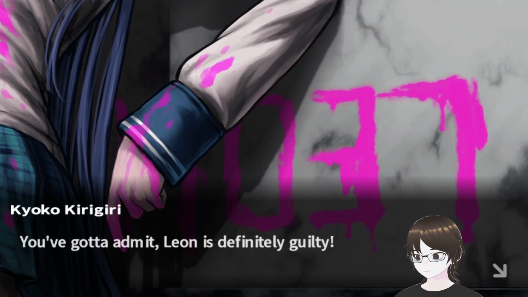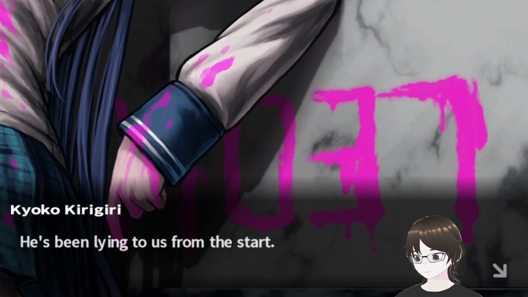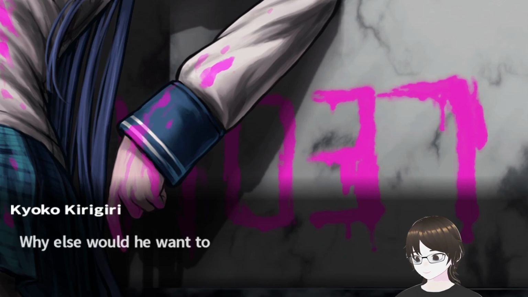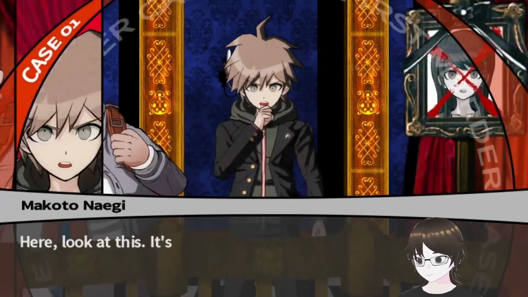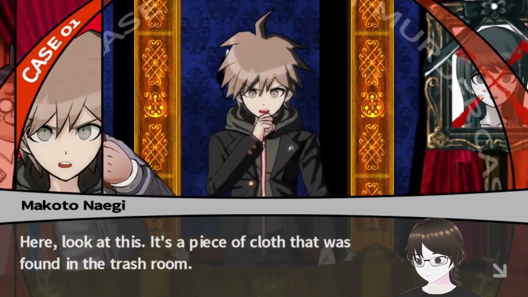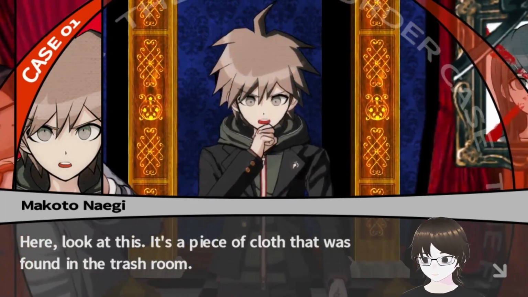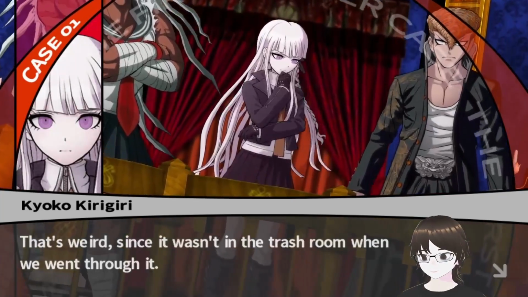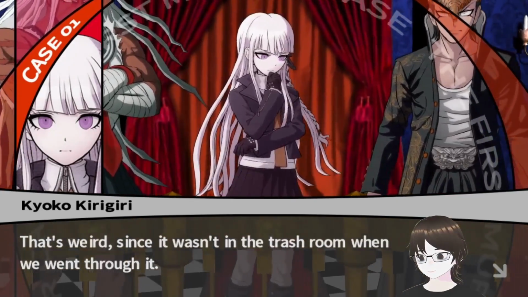You've gotta admit, Lynn is definitely guilty. Unless he's able to defend himself, but he's just not put forth any good arguments so far. He's been lying to us from the start. Why else would he want to frame you? I got it! Here, look at this. It's a piece of cloth that was found in the trash room. That's weird, since it wasn't in the trash room when we went through it.